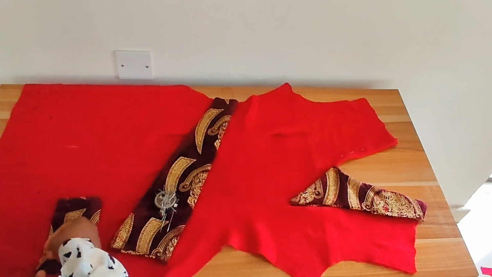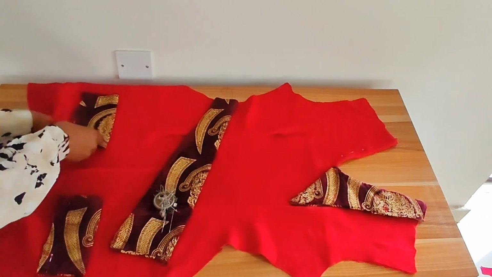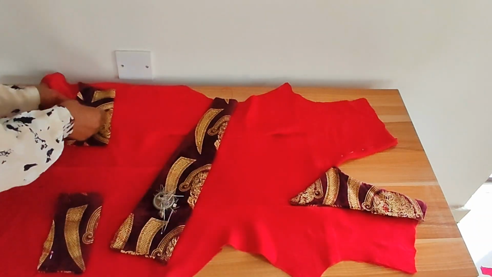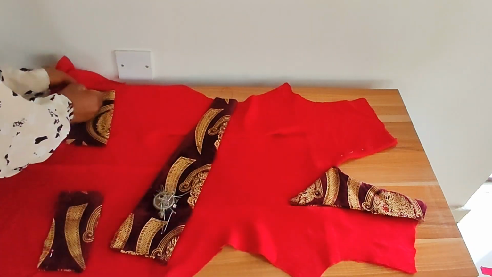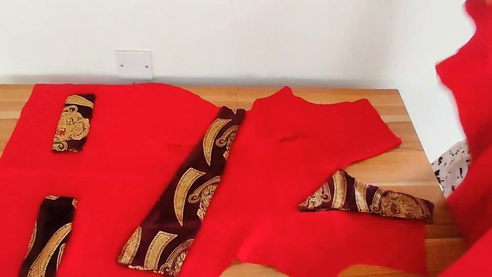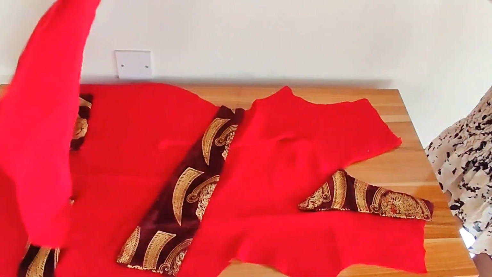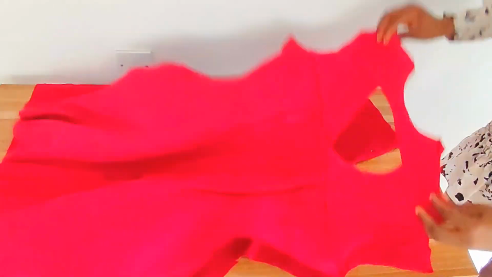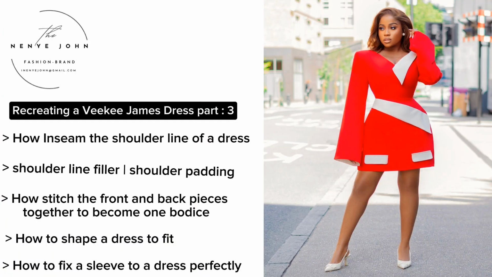I'll go ahead and pin up with pins and then stitch down on the sewing machine. Once we are done stitching down the flaps, the next step will be to stitch the front piece and the back piece together. So you guys, part 3 of this video will show how to actually join the front piece and the back piece together, how to shape a dress, and how to fix a sleeve on the dress.